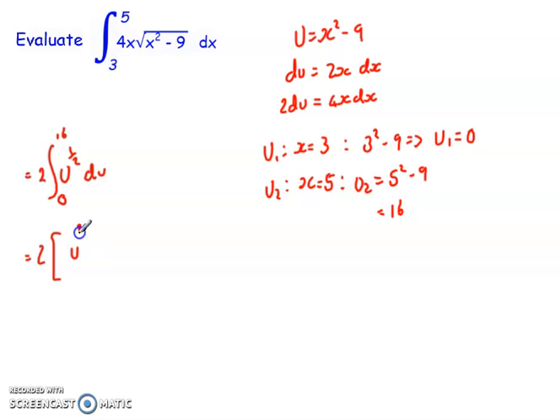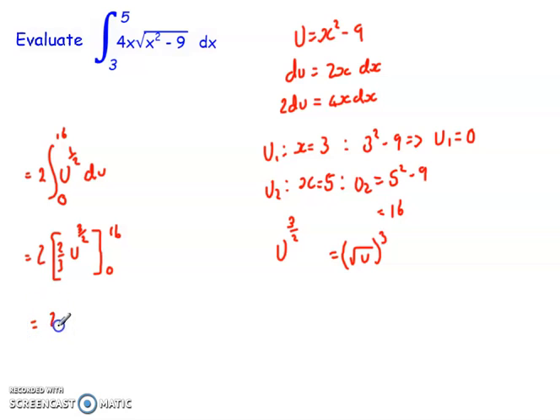So up the power by 1, so I get u to the power of 3 over 2, and I divide by the new power. Well, dividing by 3 over 2 is the equivalent of multiplying by 2/3. So I'd have 2/3 u to the 3 over 2 between my two limits of 0 and 16. Now, u to the power of 3 over 2, remember, when we're writing that, that's the equivalent of doing the square root of u cubed. So bear that in mind when we're doing our calculation.